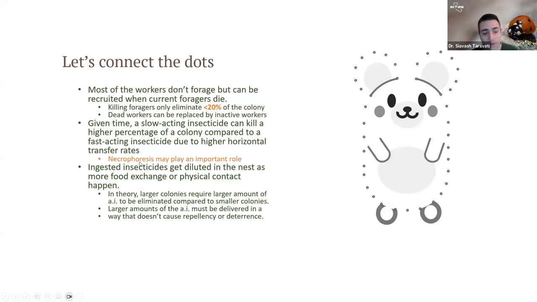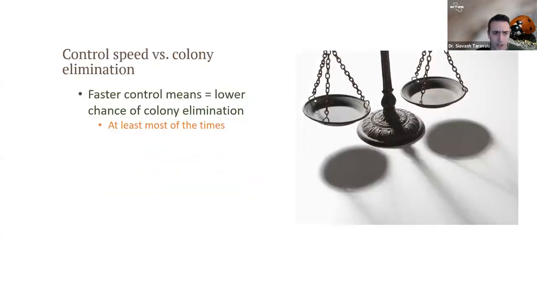And also necrophoresis plays an important role, because when they move out the dead bodies, that's when they get exposed to the pesticide. And then the last one that I just mentioned, ingested insecticide gets diluted in the nest as more food exchange happens. So in theory, you need more and more donor ants to pass the material to other members of the colony. So, control speed and colony elimination.